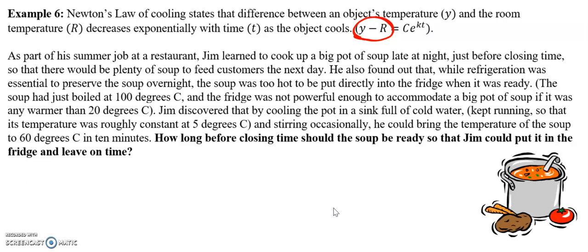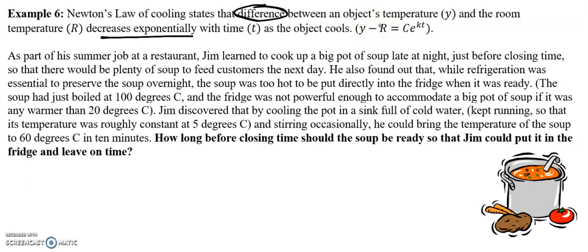This next thing we're going to talk about real quick is called Newton's law of cooling, and it states that the difference, meaning subtraction, between an object's temperature and the room temperature decreases exponentially with time as the object cools. So this is really our setup. We now no longer just have y equals c e to the kt. We have to take into consideration the room temperature of the object.